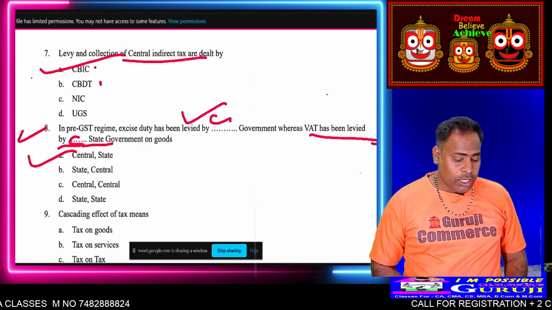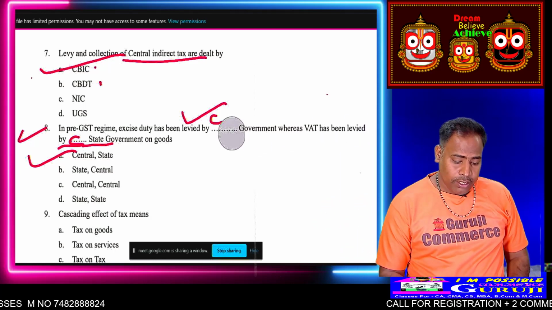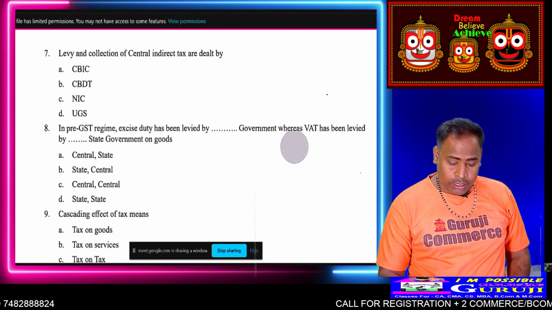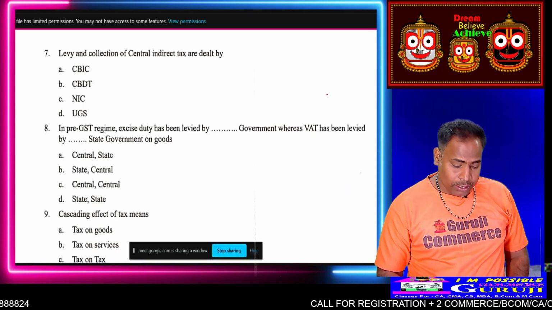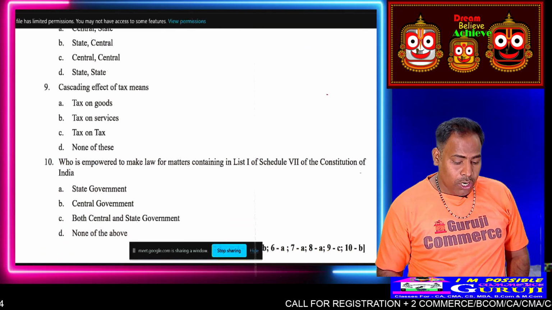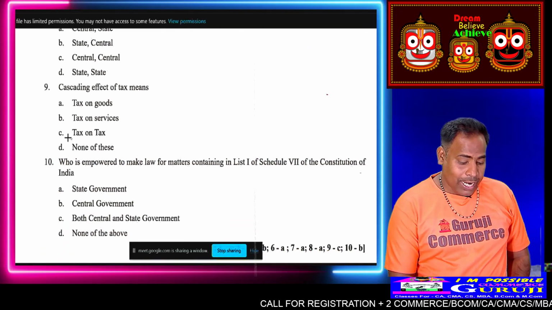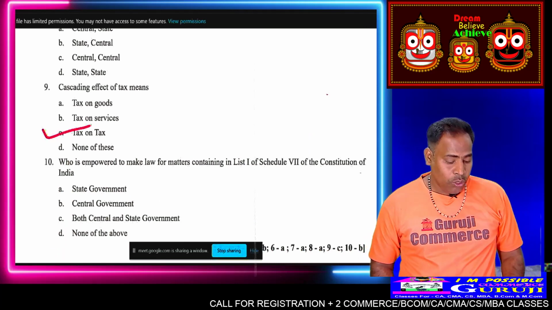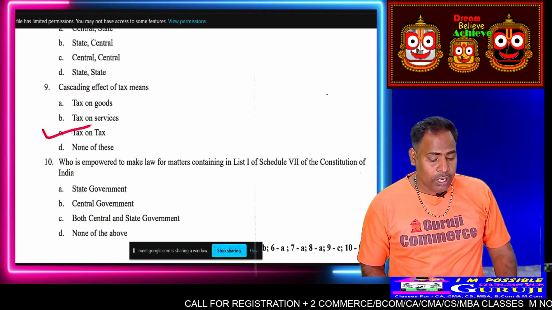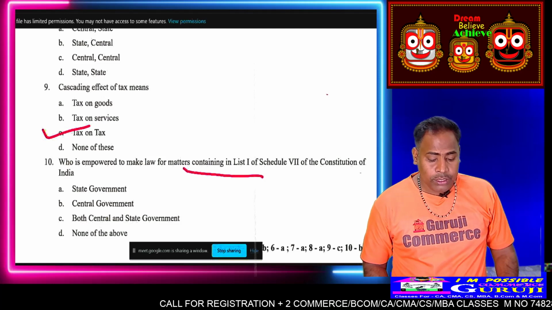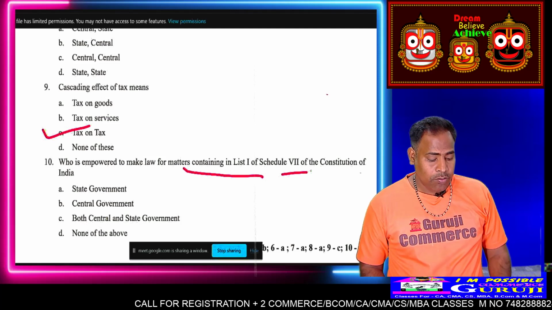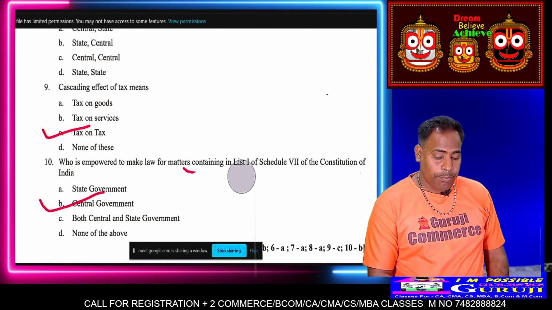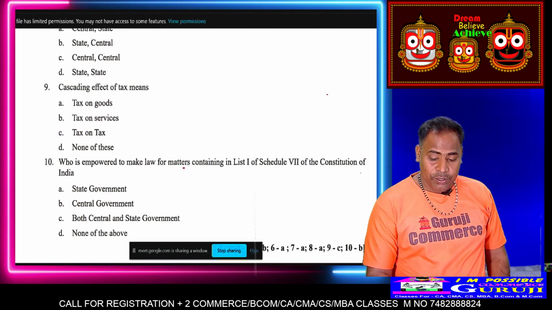So here the answer will be central and state government. Next, cascading. Cascading effect. Yes, tax on tax. Question 10: who is empowered to make law on matters relating to List 1, Schedule 7? Who makes List 1? Central Government. Very good.